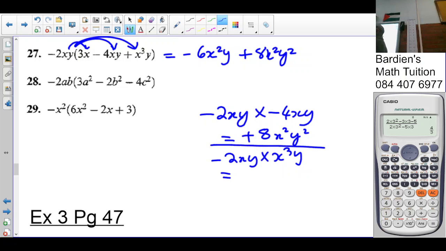What's negative times positive? Negative. 2 times 1? 1. 2. xy times x cubed y? So it says 2x^4 y squared. So there's 2 y's.